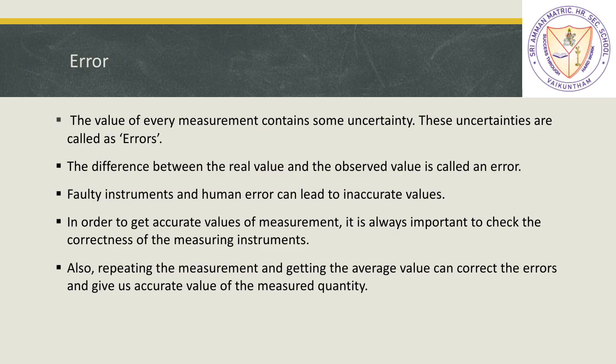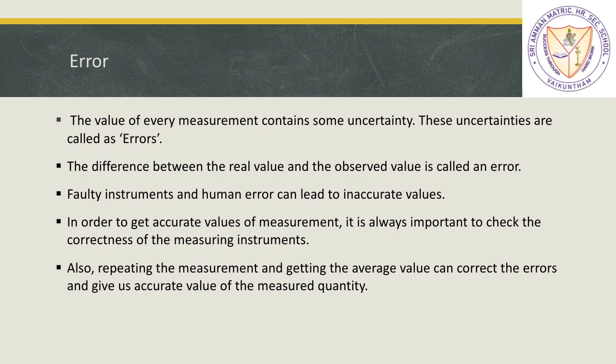Then also, repeating the measurement and getting the average value can correct the errors and give us the accurate value of the measured quantity. The same quantity I will be measuring repeatedly, like 4 to 5 times, and then I'll take the average of those 5 measurements. Then there is a possibility that it will give us the most accurate value.